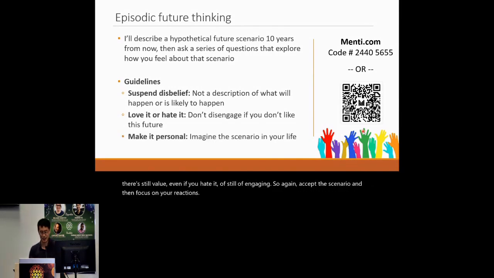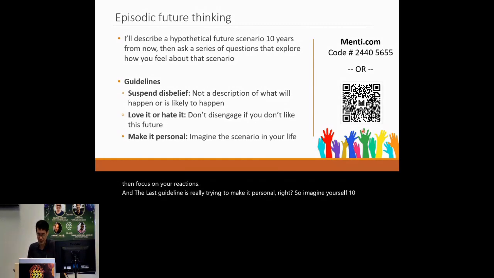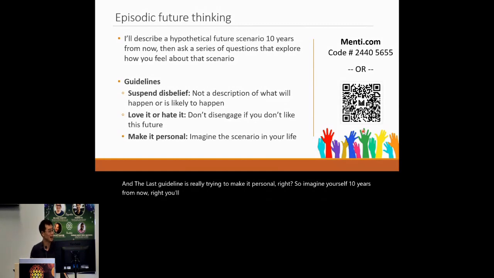And the last guideline is really trying to make it personal. So imagine yourself 10 years from now. You'll have essentially the same values, same strengths, same weaknesses, but you're in a different life stage. Imagine you might be living in a different city, your family and friend groups might be different. So just put yourself in that mindset, do the math, add 10 to your current age, think about that for a moment.